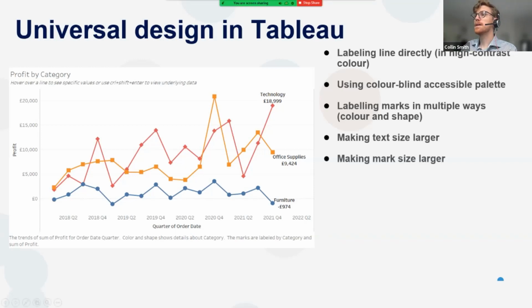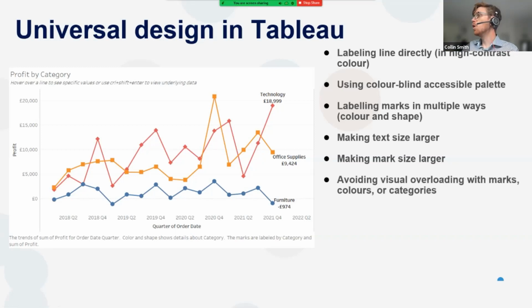I've also bumped up the mark size. So using the size card in Tableau, I've increased both the width of the line and the size of these marks that I've overlaid. That will help with people who have visual impairments, or if you're just looking at the chart from far away. Again, a universal design principle. It's not just for people who have accessibility needs, it actually helps everybody.